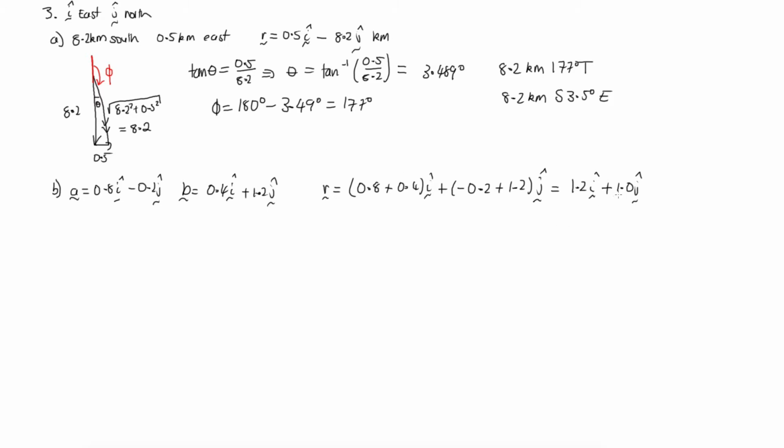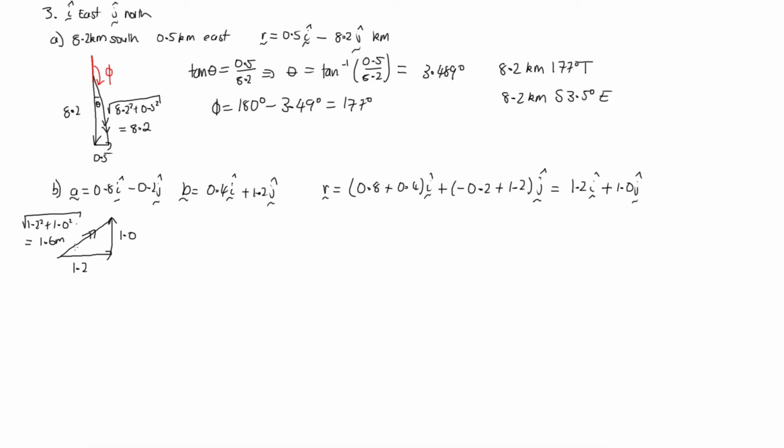So that's the answer in component format, but now we also need to give it as a magnitude and bearing. To do that, we can look at this resultant here and draw a little diagram to show how that looks. So we've got 1.2 here in the easterly direction, and then we've got 1.0 going up in the northerly direction. So we're going to want to get this resultant here. To get the magnitude, we can do the square root of 1.2 squared plus 1.0 squared, and solving that on the calculator, we end up with 1.6 meters.